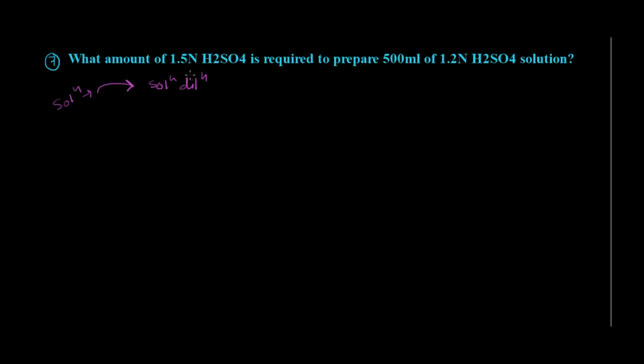What amount of 1.5 normal H2SO4 is required to prepare 500 ml of 1.2 normal H2SO4? I have 1.5 normal concentration, and from that I want to prepare 1.2 normal concentration, and the amount is 500 ml.